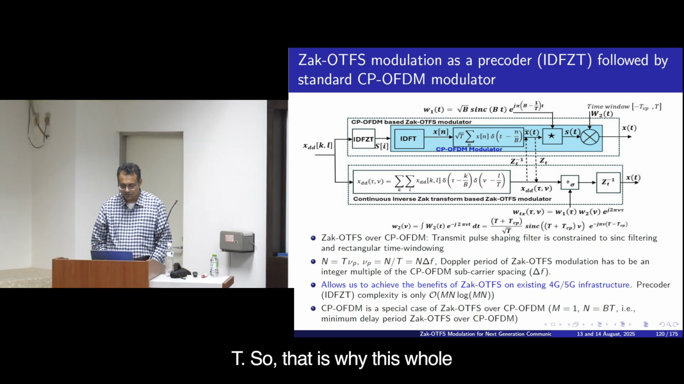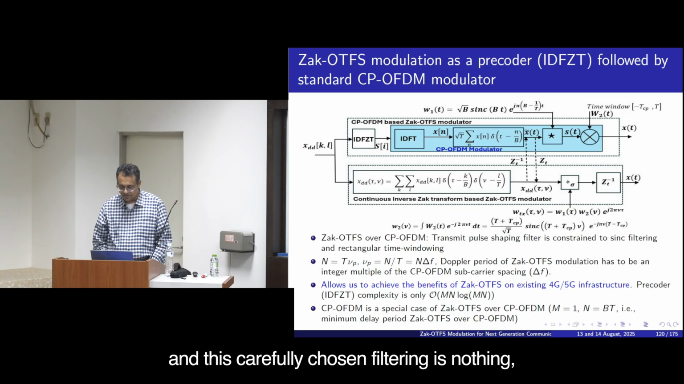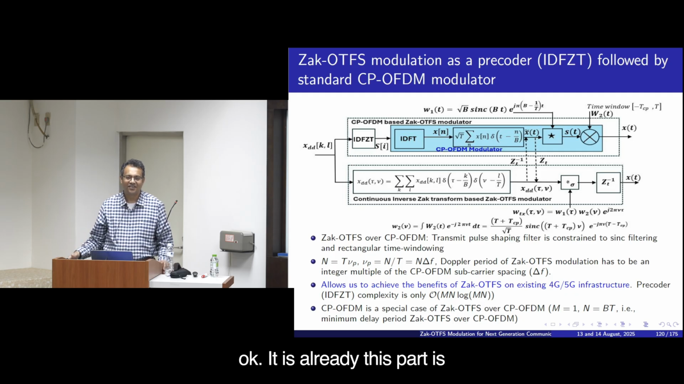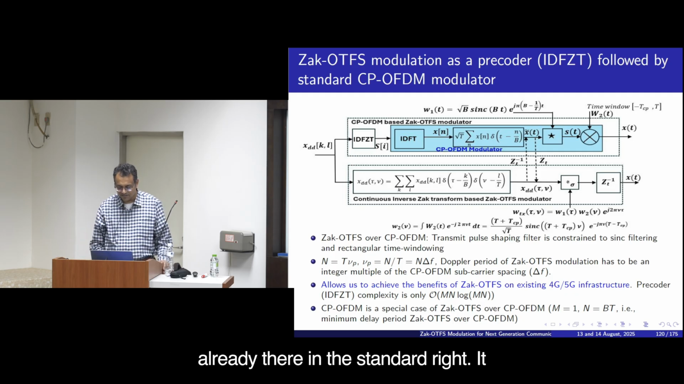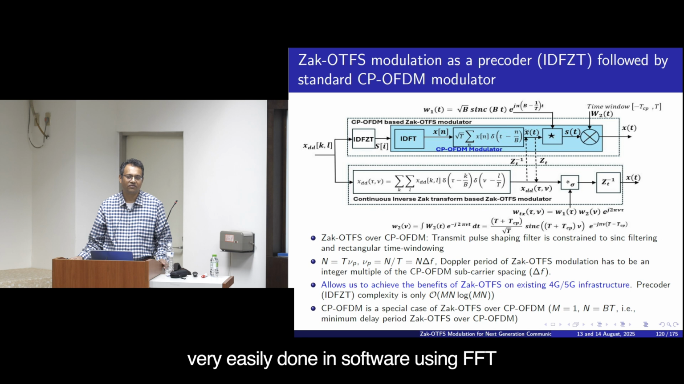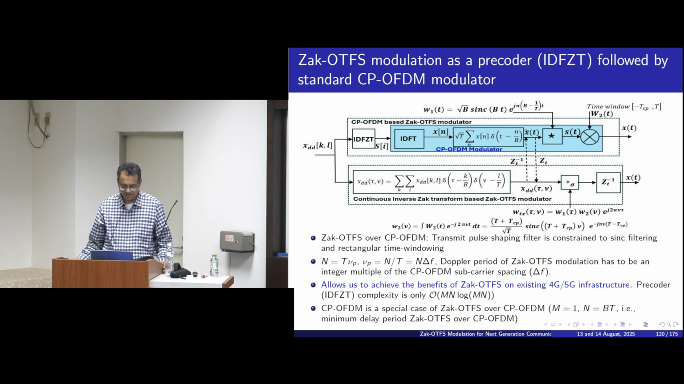So that is why this whole thing with this carefully chosen time window and this carefully chosen filtering is nothing but the standard CP-OFDM modulator which we are using in the phones right now. Okay, this part is already there in the standard, right. It's only this little part that we have to implement, but this is very easily done in software using FFT libraries that are already available, right.